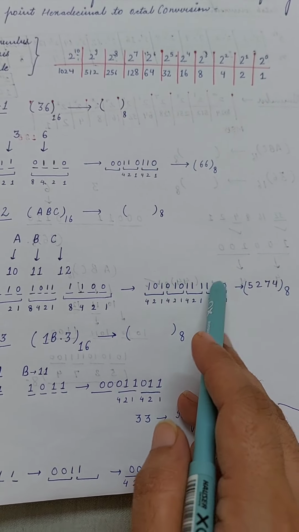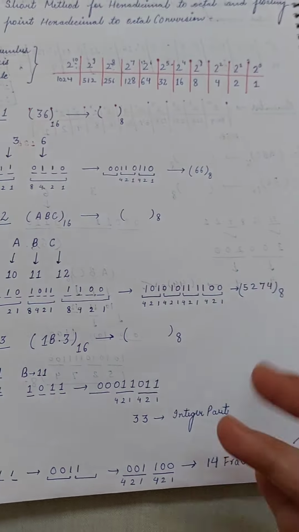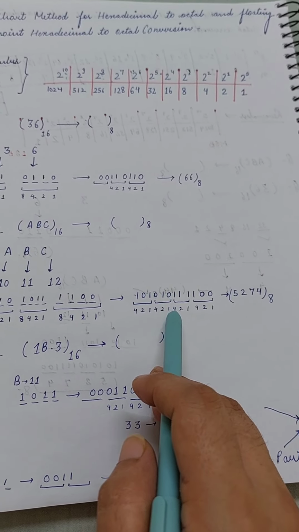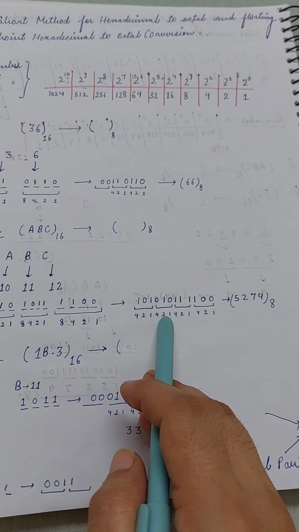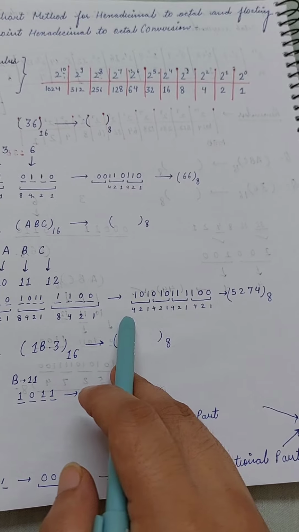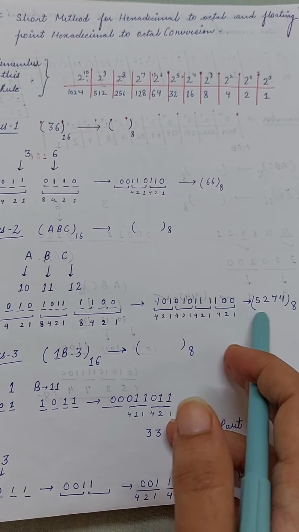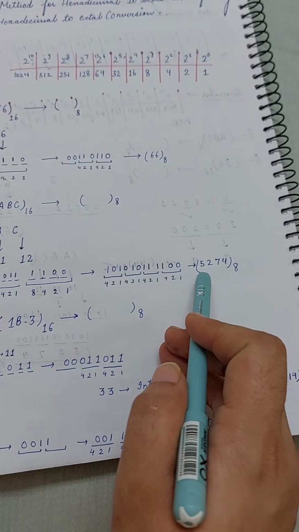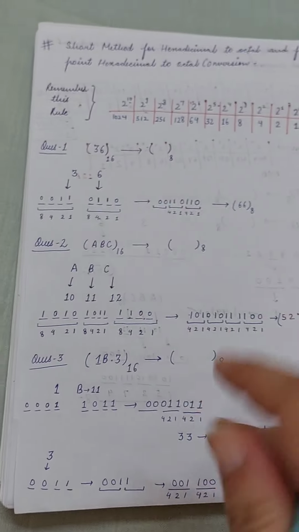So it is 0 neglected, 0 neglected, 1. 1 is at the place of 4, so it will give you 4. The next is 1 2 4, so 4, 5, 6, 7, it will give you 7. The next is 1 2 4, 1 is at the place of only 2, so it will give you 2. The next is 1 2 and 4, sum of the values where there is 1: 4 plus 1 is 5. So the required octal number for this hexadecimal number, that is ABC, is 5274. So I hope the concept is clear to you.